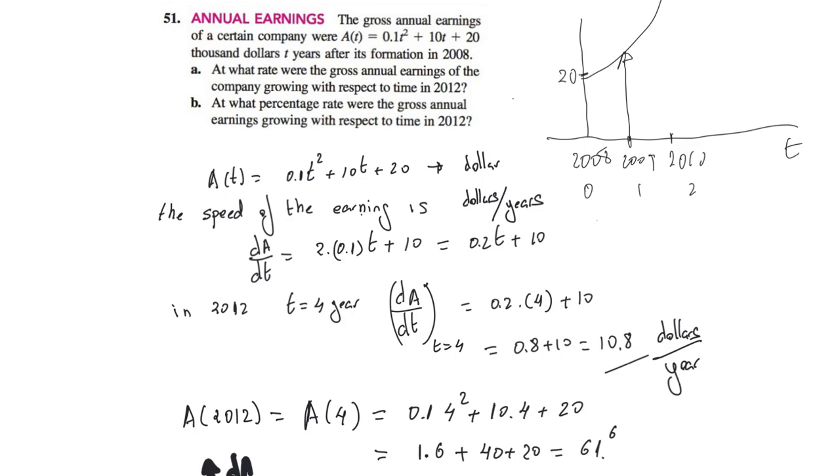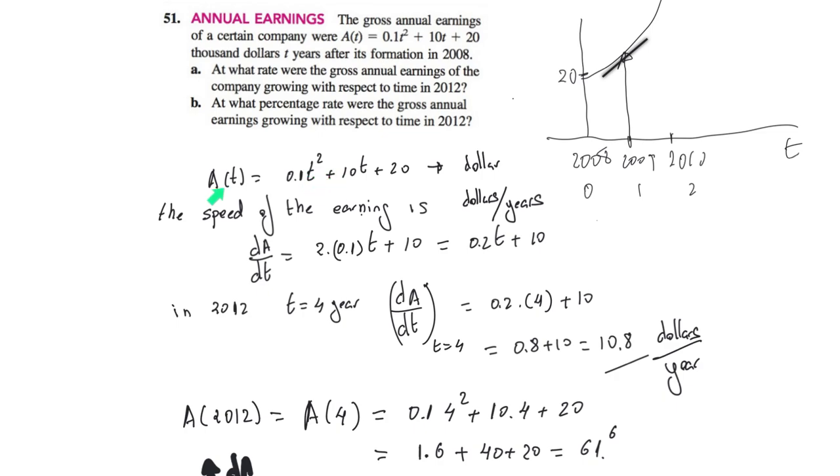So what is the question asking? It's asking about the slope. What is the velocity of the earning? What is the amount of earning per unit of time that happens at the end of each year? So to do this, we do the derivative. What is the derivative of this function? The derivative of this function is a polynomial.